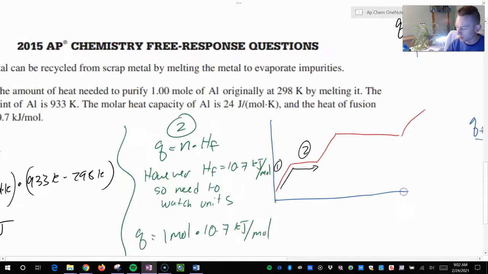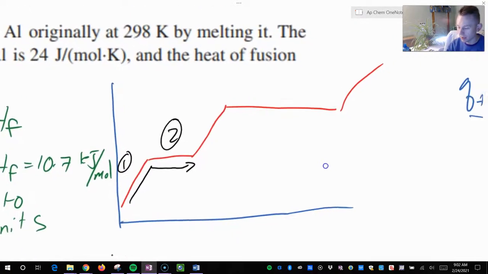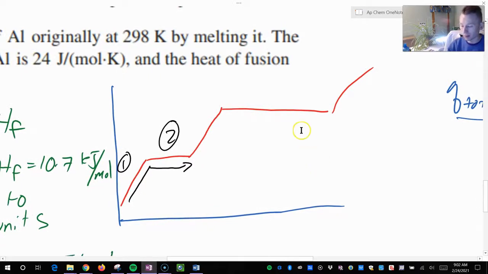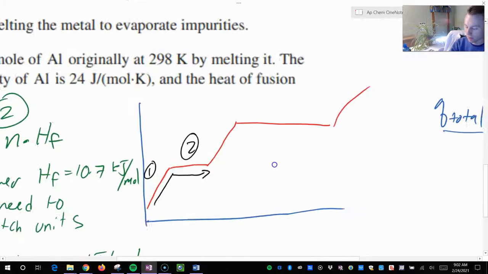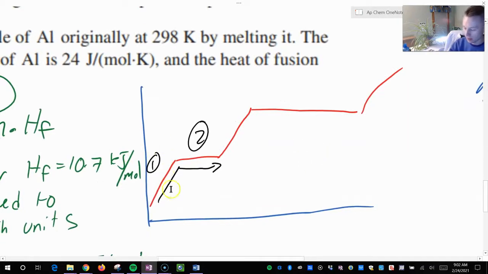Here we go. So first, in order to set up this problem, you need to recognize that in order to melt the aluminum, it has to start at 298 Kelvin, but it doesn't melt until it gets to 933 Kelvin. And so really what ends up happening here is you need to first heat it up by raising the temperature, and then add enough energy just to melt it. So just 2 parts, 1 and 2.